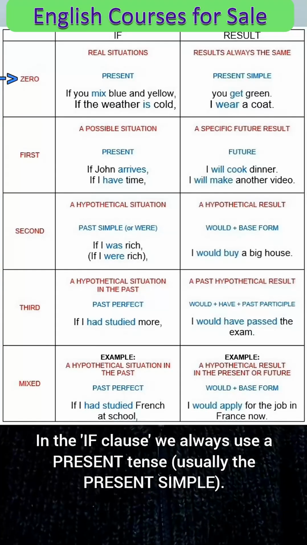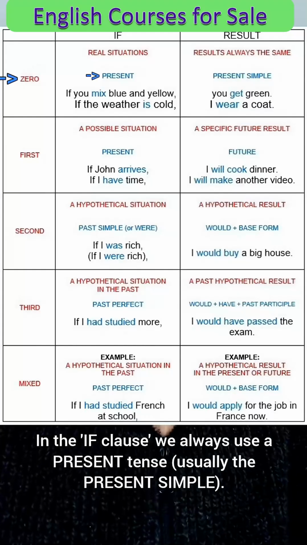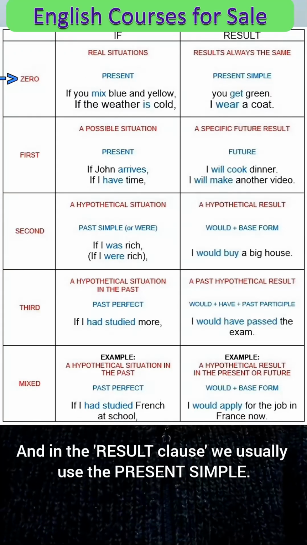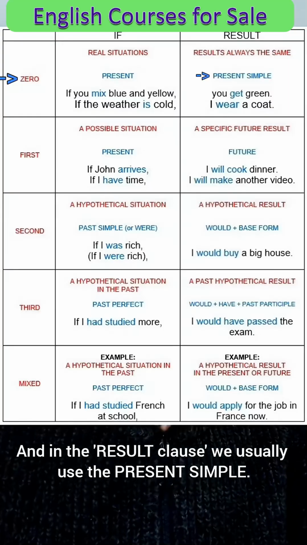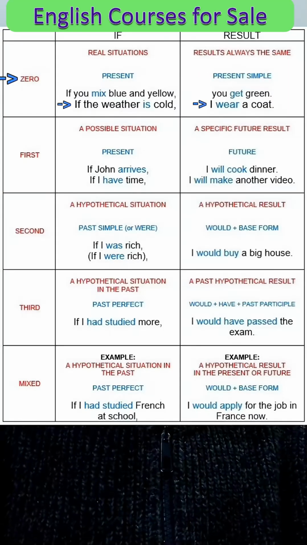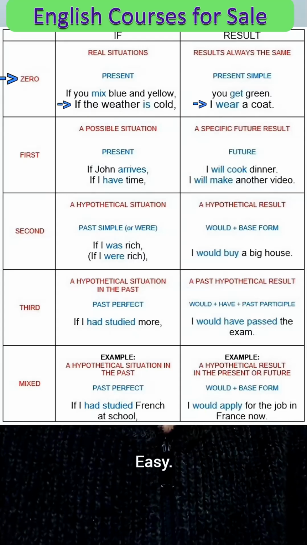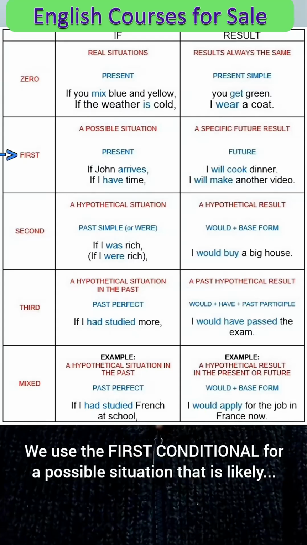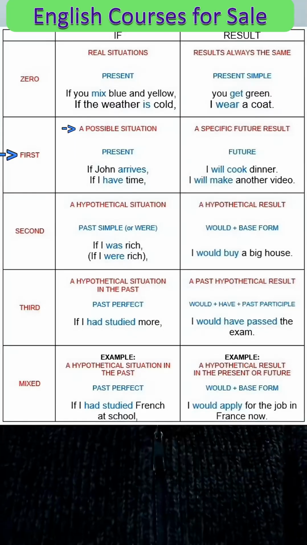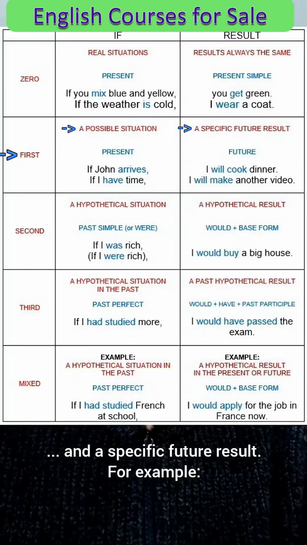In the if clause, we always use a present tense, usually the present simple. And in the result clause, we usually use the present simple. So, for example, if the weather is cold, I wear a coat. Easy. We use the first conditional for a possible situation that is likely and a specific future result.